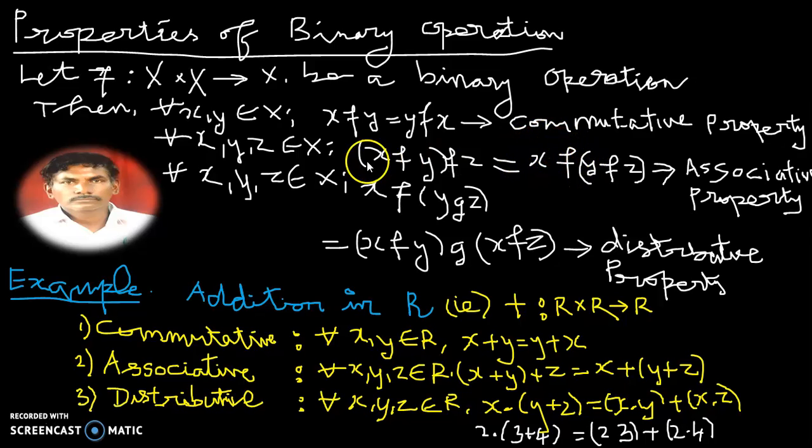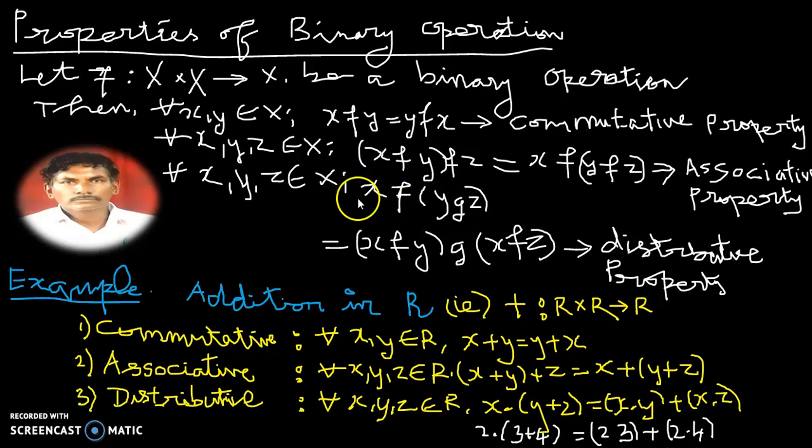Look at the association of the elements on the left hand side and the right hand side. On the left hand side, the first two elements are associated by the binary operation, then z is associated. On the right hand side, the last two elements are associated by the binary operation, then x is associated, but still the equality is maintained. So what is the meaning? We can associate the elements by the binary operation in any way. That is the complete meaning of the associative property.